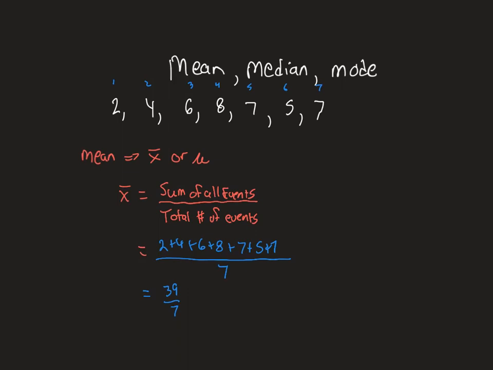divided by 7, which is approximately, remember you always use the approximate symbol when you're answering these, because I'm going to have to round this. So this is going to be approximately 5.57. Alright, so that's the mean. Quite simply, you just add all the numbers and divide by the total number of numbers.